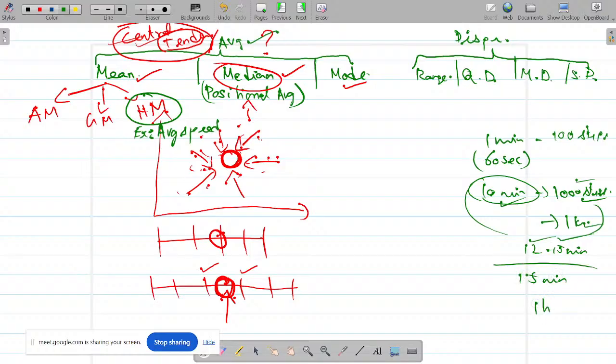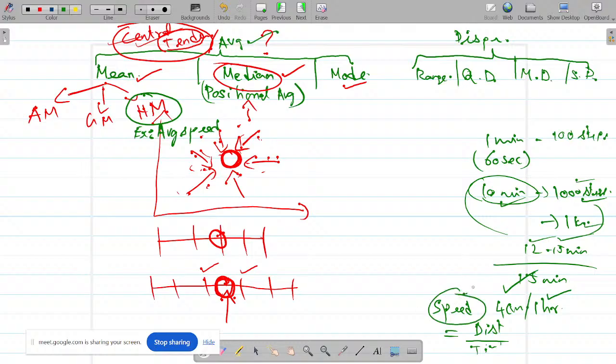If you take 15 minutes for 1 kilometer, for one hour, how many kilometers do you walk? 4 kilometers. So this is what you call speed, right? How do you measure speed? You know the formula for speed: distance by time. What distance are you covering? 4 kilometers. In how many hours? 1 hour. Which means 4 kilometers per hour is your speed.